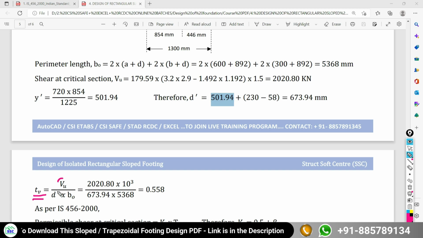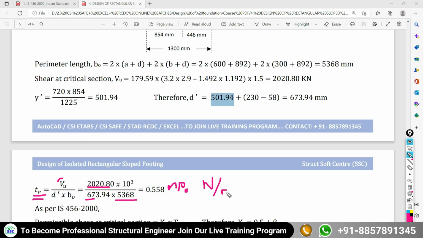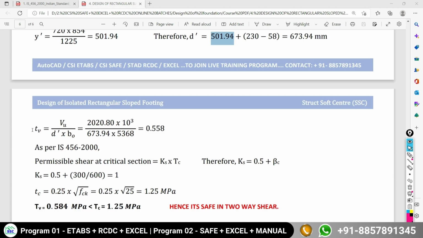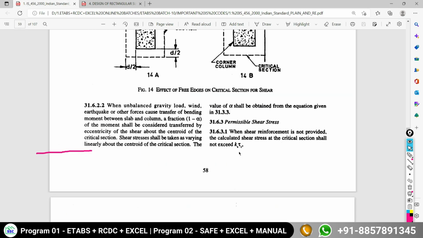Now I have to calculate the nominal shear at the two-way shear section. That is the ultimate shear force divided by d dash multiplied by the perimeter length. With d dash, the perimeter length and your shear force, you will get the nominal shear as 0.558 MPa, or Newton per mm square. We have this value. Now we have to compare this nominal shear stress with your critical shear. We are going to use IS 456 2000, page number 58. So come back to your IS 456.